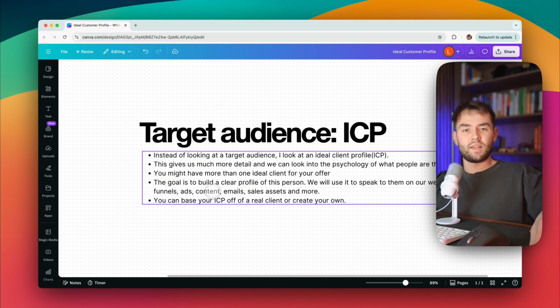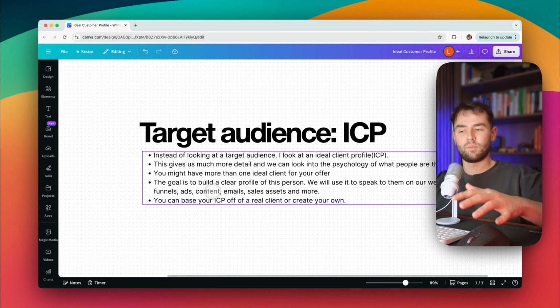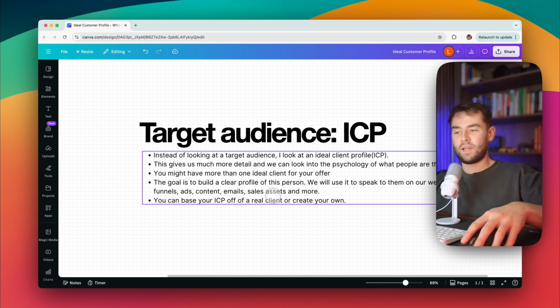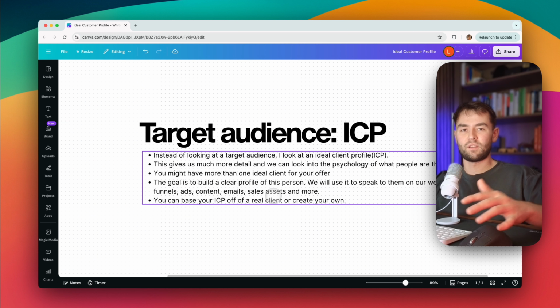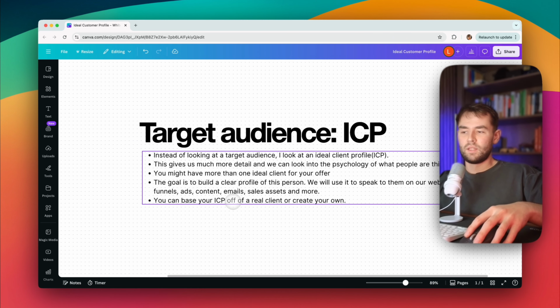We're going to use it in our content, imagine if you're creating a piece of content and we're going to be speaking and creating this piece of content for this particular person. We're going to use it in our emails, our sales assets, you can even use it in your pitch, in your objection handling, anything like that, and much more. So doing this is the highest leverage thing that I do when I work with a new client. And you can actually base the ideal client profile off of a real client, or you can create a made up client, and it's entirely up to you. You might have the perfect client who you love working with, and you can base it off that, and that makes it a lot easier.